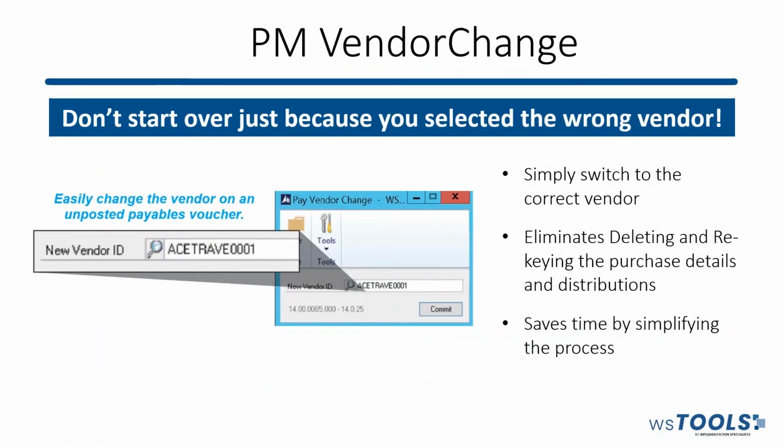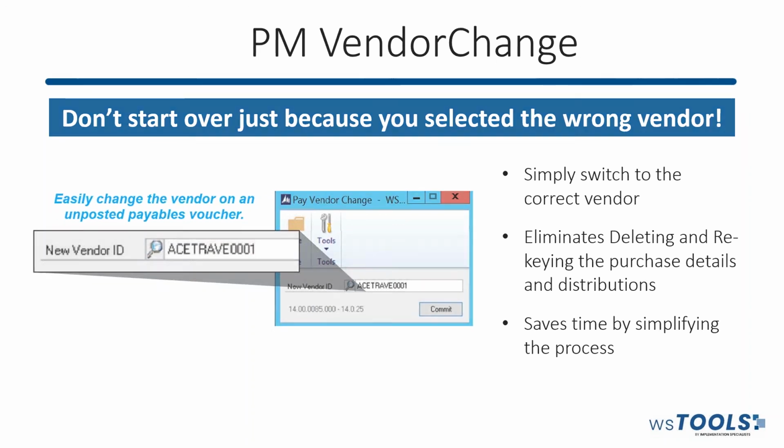Next up is PM Vendor Change. This allows you to enter a transaction and save it. Let's say you have not posted this transaction. You can pull it back up, and you'll notice that the vendor field is grayed out, so you can't change it. But with our tool, Vendor Changer, under the Additional menu, you can select a new vendor ID that you want to have on the transaction, and it'll actually update the distributions and everything for you. And you can move forward without having to delete the transaction and rekey that information.